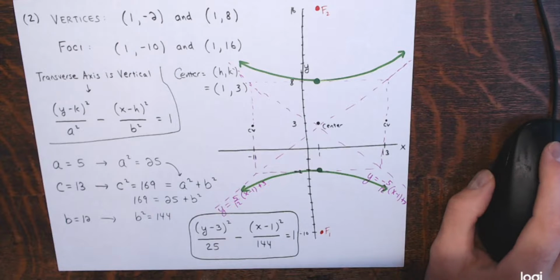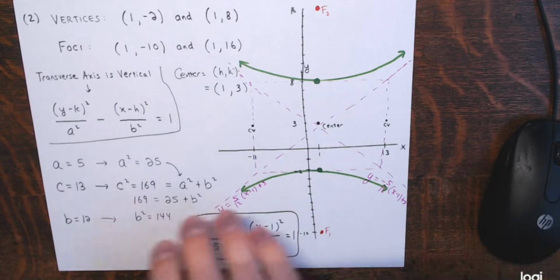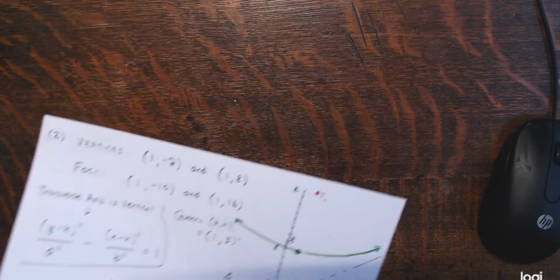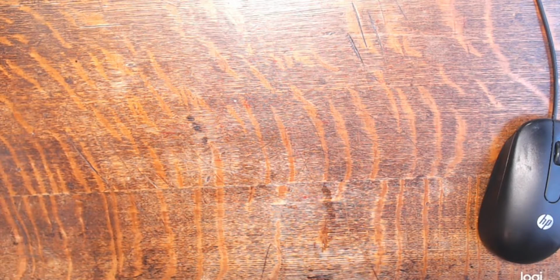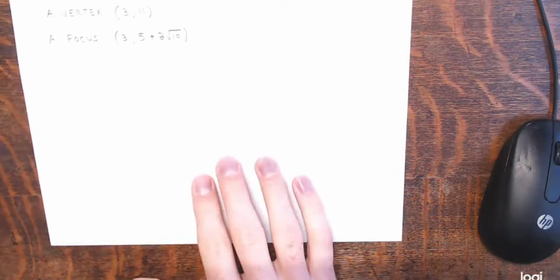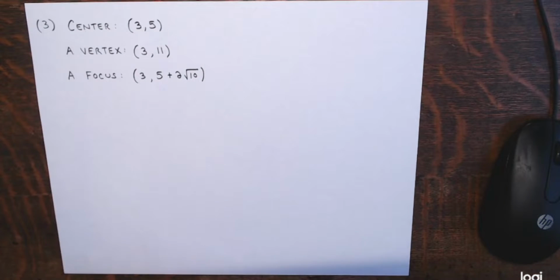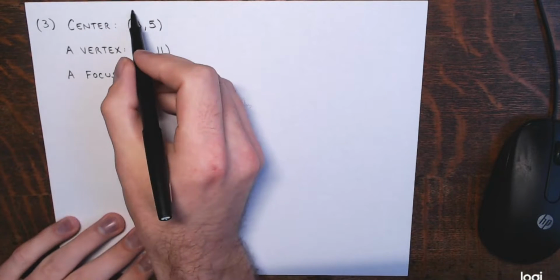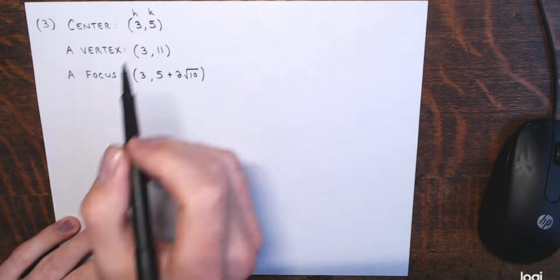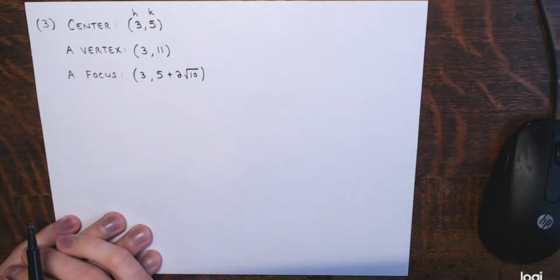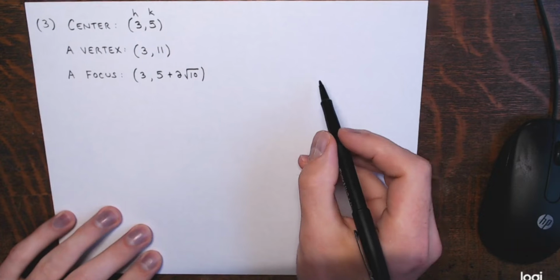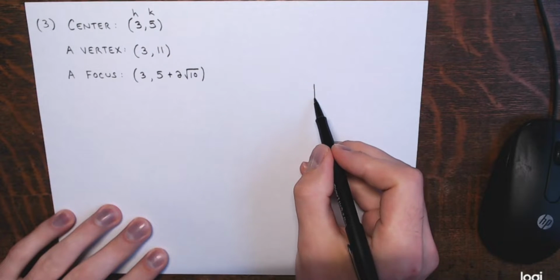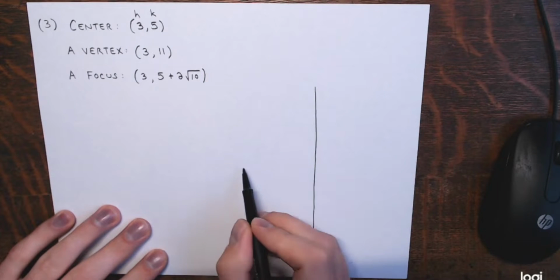All right. Great. I'm going to keep doing stuff like this. All right, so now in this example, we're actually given the center. So h is 3 and k is 5. The center is at 3, 5, and I will start plotting a little tiny picture over here.